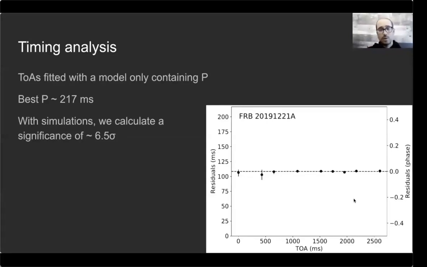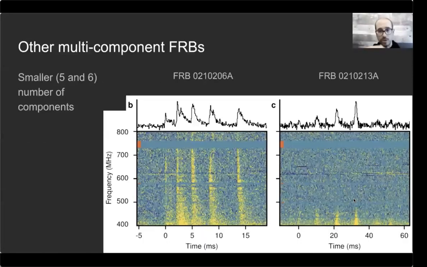Next, we tried to find similar sources where multiple components could be identified in the pulse profile and they could be periodic. But we didn't find any example as extreme as in the first case. In fact, the two closest relatives that we identified had 5 and 6 separate components, respectively, against the at least 9 components of the previous case.